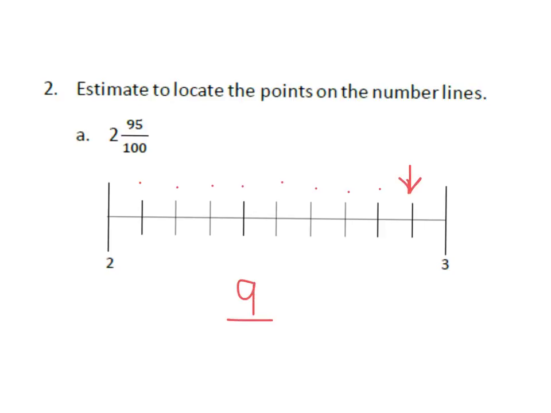We know that 9 tenths is really equal to 90 hundredths. So to make 95, I'm going to be halfway in between.